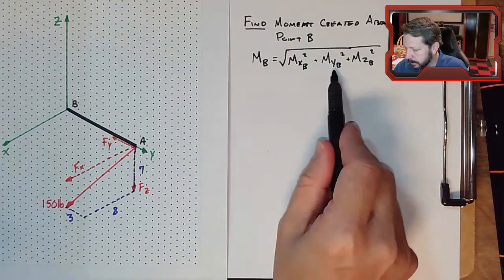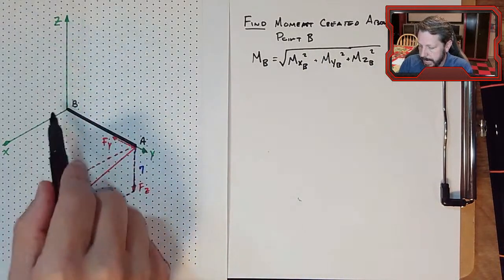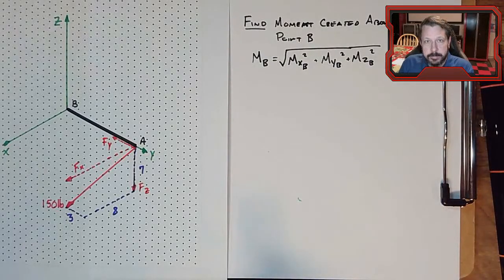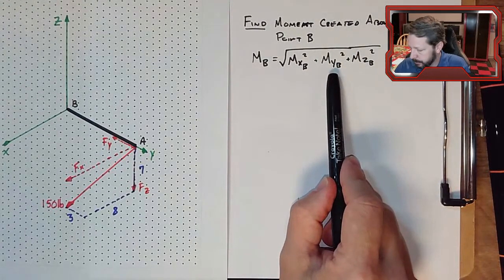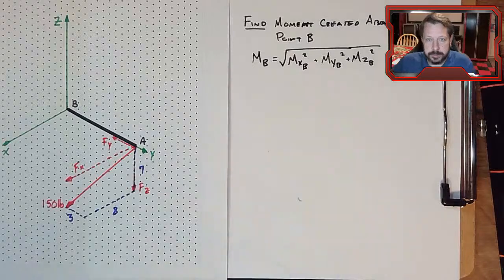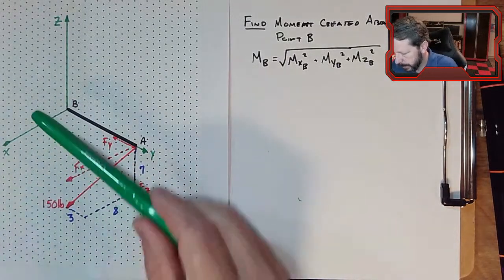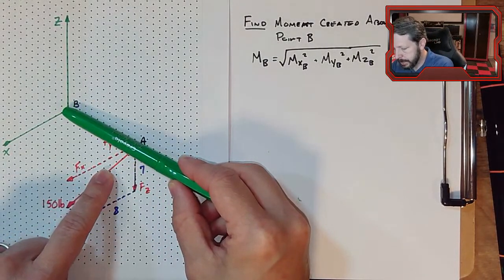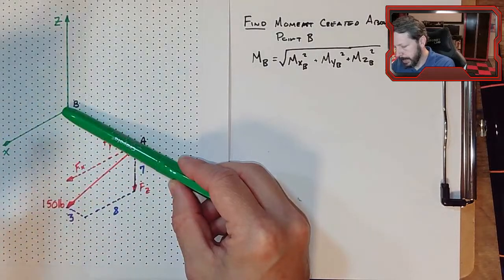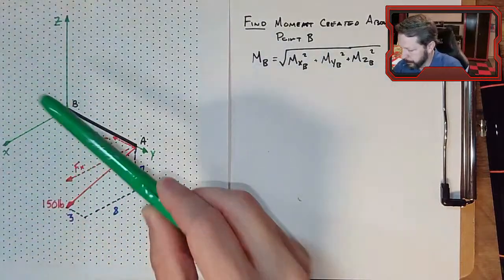We need to basically calculate the components of each one of those moments about the different axes, square them, sum them, take the square root. So let's just look at the moment about y first. Here's green for my axis. We've got the y-axis. Does this force create any moment about the y-axis, in that direction or that direction? And it doesn't.